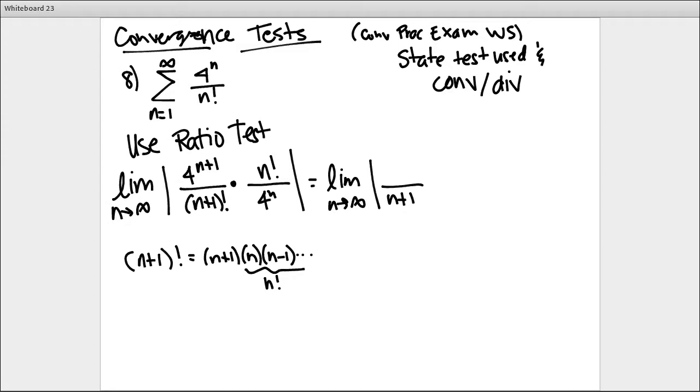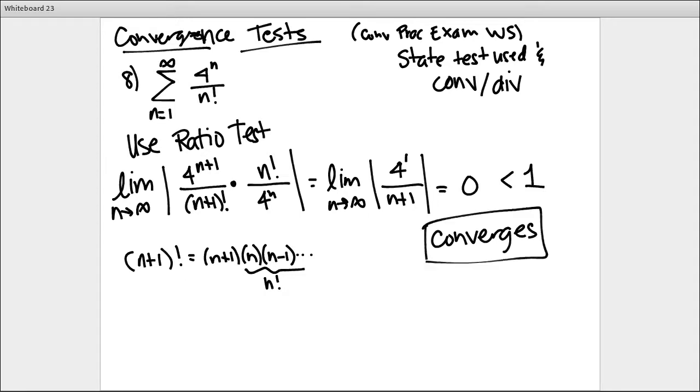And then the 4 to the n plus 1 divided by 4 to the n will leave you with a 4 to the power of 1 up there, just using properties of exponents, right? Well, as n goes to infinity, that's 0. And that is definitely less than 1, which means that this guy converges. So you need to state the test, show your work, and then say that it converges.